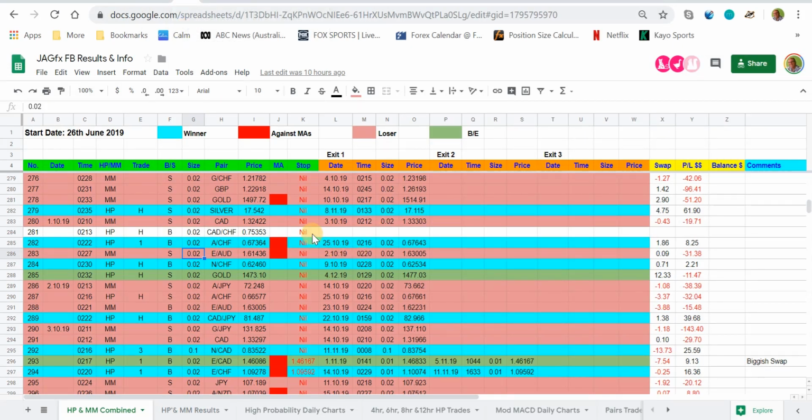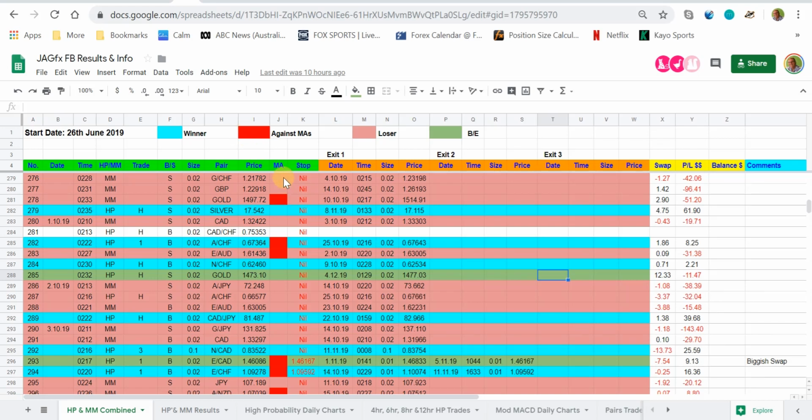This is a shared spreadsheet. You'll see this is the main one, HP, high probability, and mod MACD combined. So we'll look at this, start date 26th of June 2019. If you see this, you can basically read the menu up here. Basically, this ugly red color is a loss. The blue one is a win. Green ones are what I consider break even or close to it.